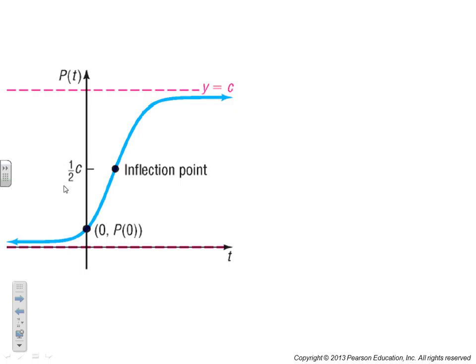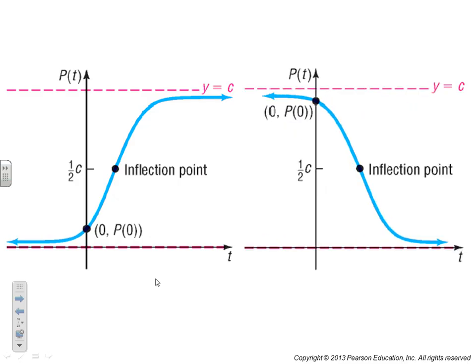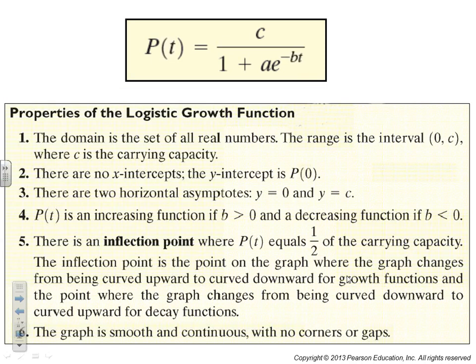So if you have to circle and highlight these little pieces of information, because I'm sure there'll be questions asked. When we have a decay, so this is for our growth. When we have a decay, it is just the opposite p-value. Inflection point still at the same place, asymptote still at the same place. Okay, let's read through these properties of the logistic growth function.